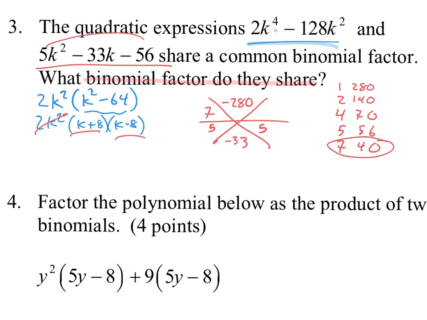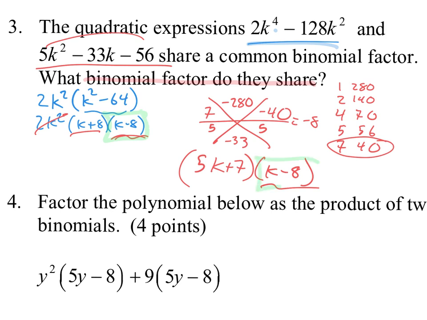So I'm going to put a 7 here, and I think I'm going to make this a negative 40. That means one of my factors would be 5k plus 7. This reduces to negative 8, so my other factor would be k minus 8. Hopefully you see what I see. They both share a k minus 8, so what binomial factor do they share? It's k minus 8. That's what they share. That's what they have in common. So you got to factor both to get that one.